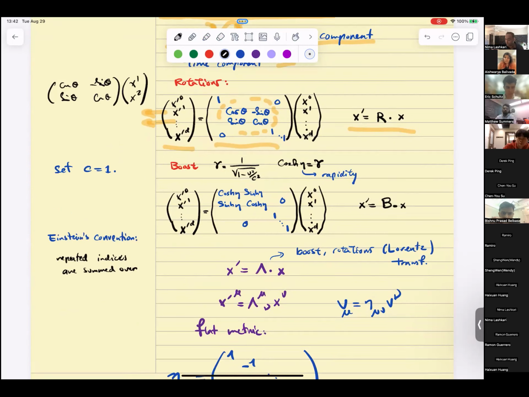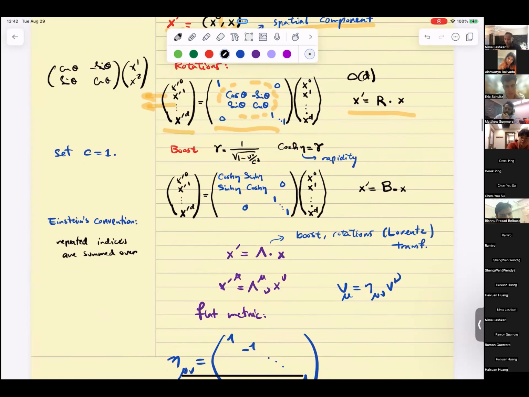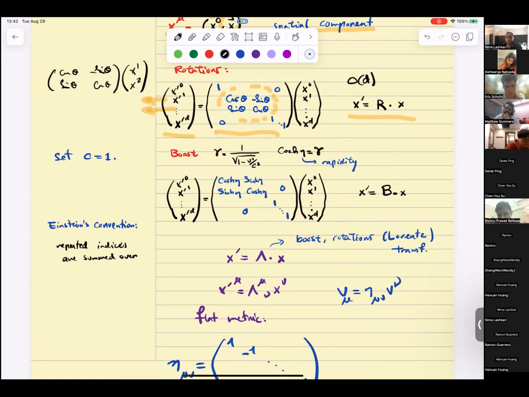It's a group of orthogonal matrices. So in D space dimensions, this is O(D), right? Orthogonal D by D matrices. That's the rotation. There is also the thing that's sometimes called SO(D). So do think about special orthogonal transformations.